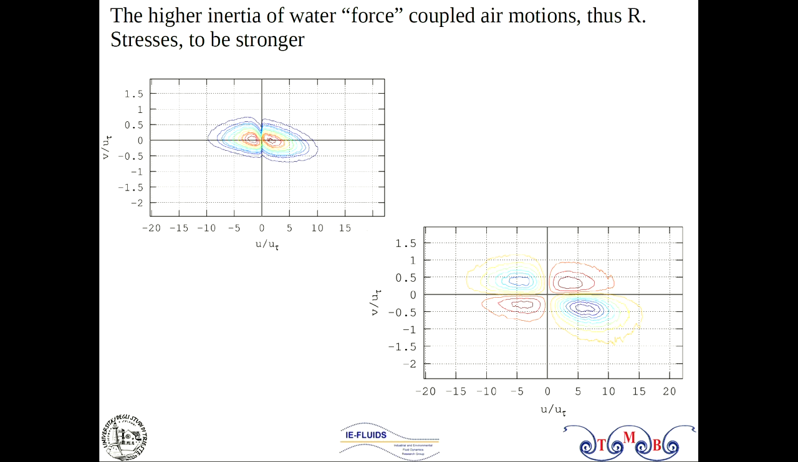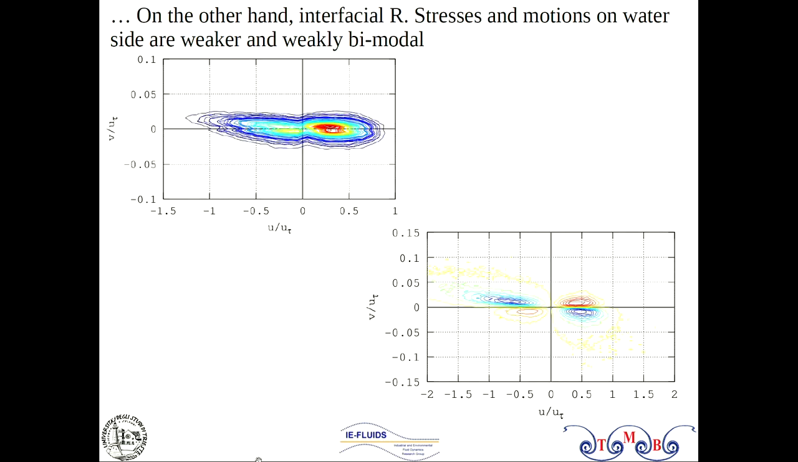So a punch given by the air to the water is not as felt as a punch given by the water to the air. So basically, what this plot means is that air motions in the near interface mixing are dominated by water events, because you have the same wall behavior on coupled events. Whereas in the case of the interfacial Reynolds stresses and motions on the water, they are again weak. They are very weak. The probability is not as high. But these coupled events show a structure of turbulence, a turbulent structure, Q2, Q4 behavior.